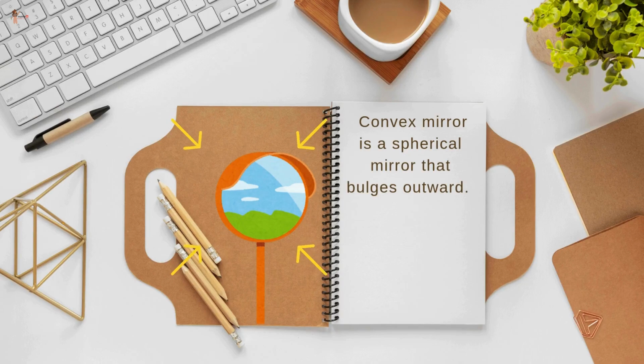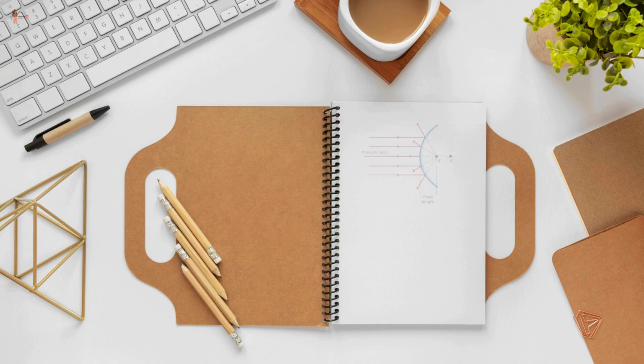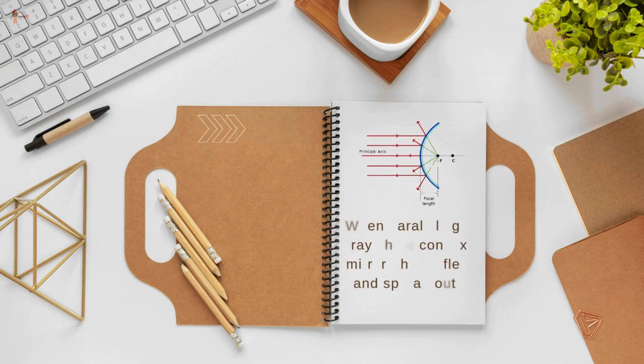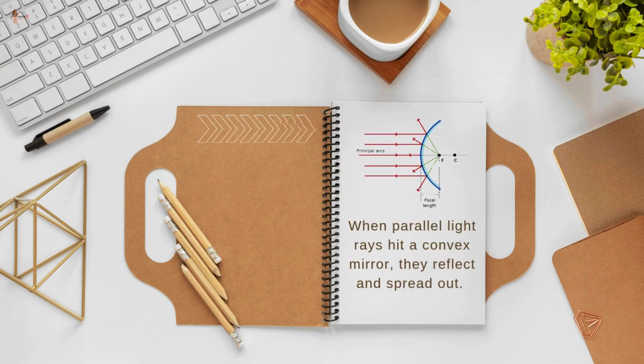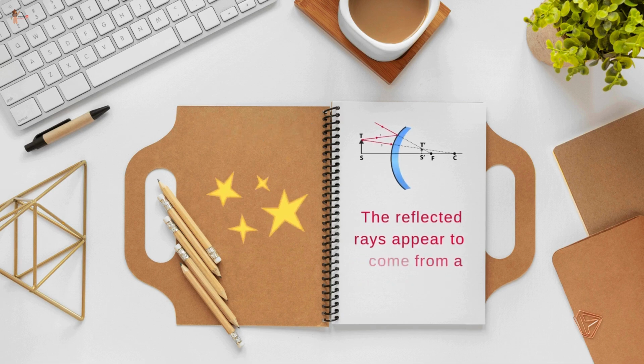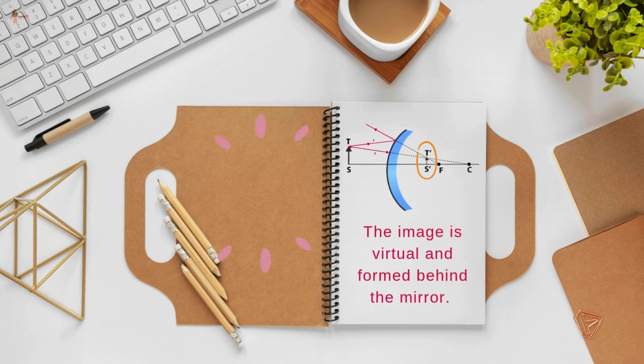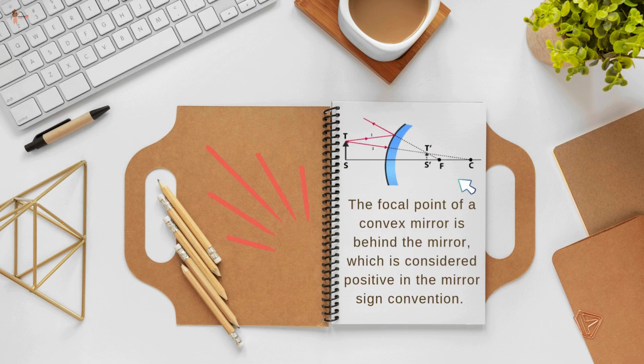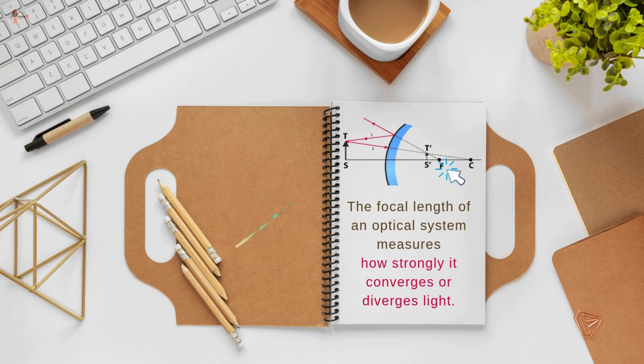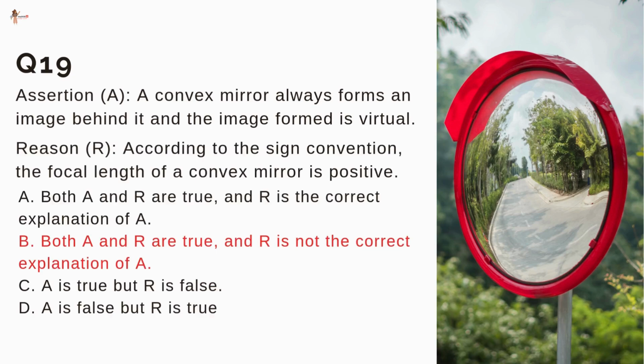A convex mirror is a spherical mirror that bulges outward. When parallel light rays hit a convex mirror, they reflect and spread out. The reflected rays appear to come from a point behind the mirror. This is why the image formed is virtual. The focal length of an optical system measures how strongly it converges or diverges light. Thus, both A and R are true, and R is not the correct explanation of A.